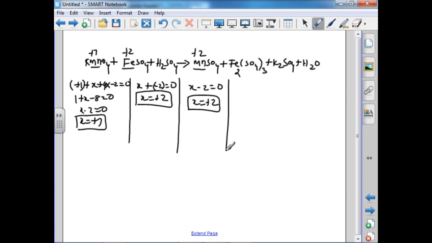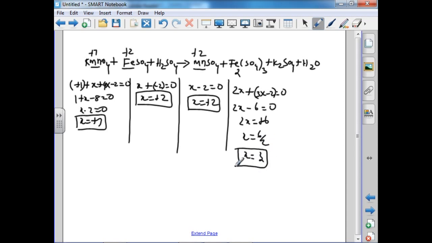Next we are going to find out the oxidation number of Fe from Fe2(SO4)3. There are 2 atoms of Fe as X, so 2X plus SO4; oxidation number of SO4 is minus 2. There are 3 of them, so 3 into minus 2 equal to 0, 2X minus 6 equal to 0, 2X equal to plus 6, X equal to 6 by 2, X equal to 3. The oxidation number of Fe in Fe2(SO4)3 is plus 3. There is no change in potassium, sulfate, hydrogen and oxygen.